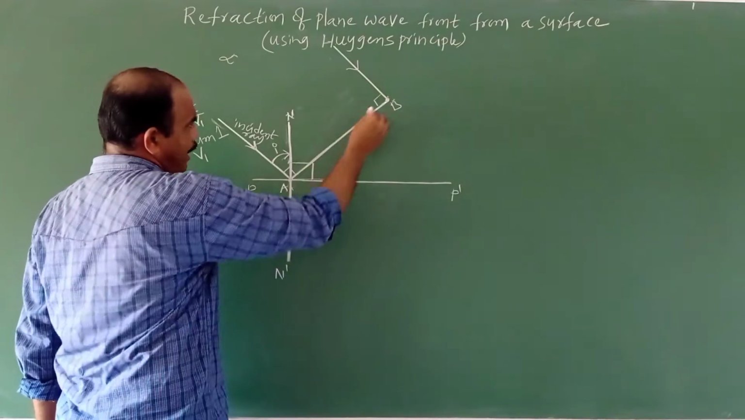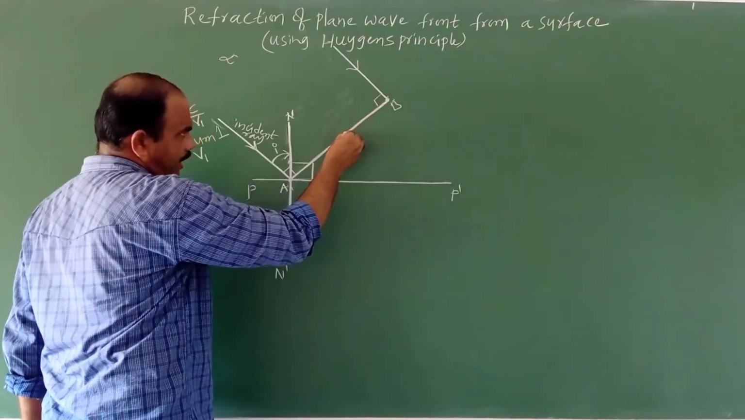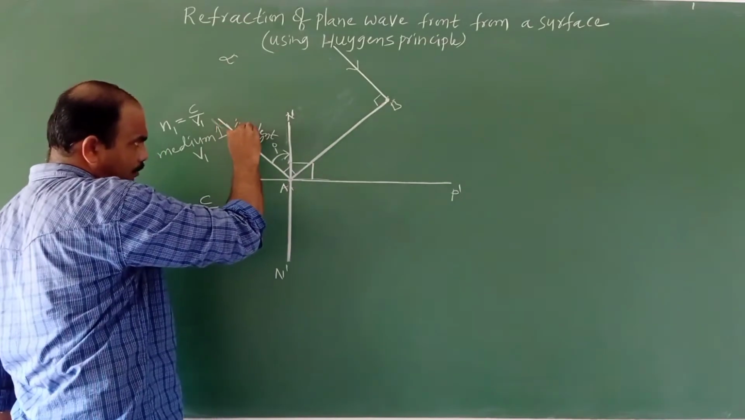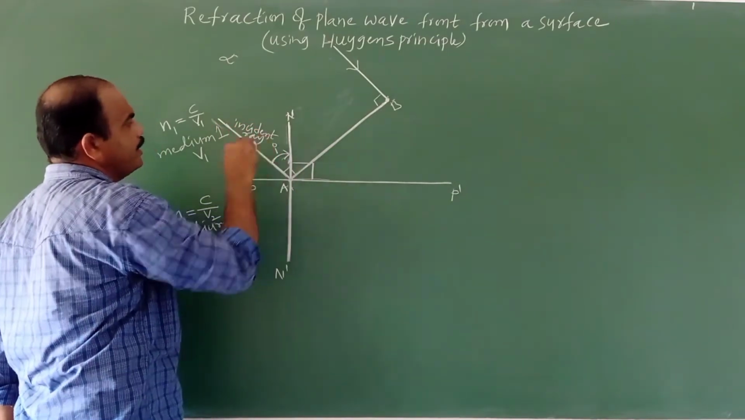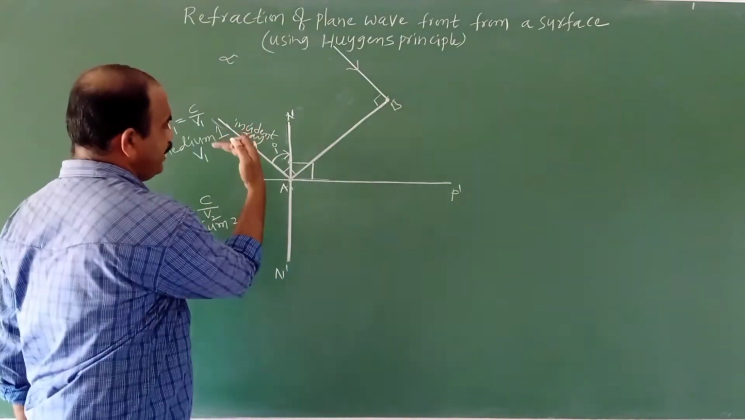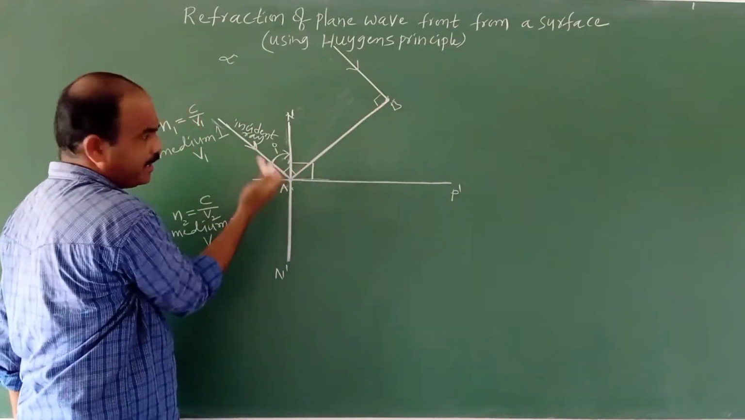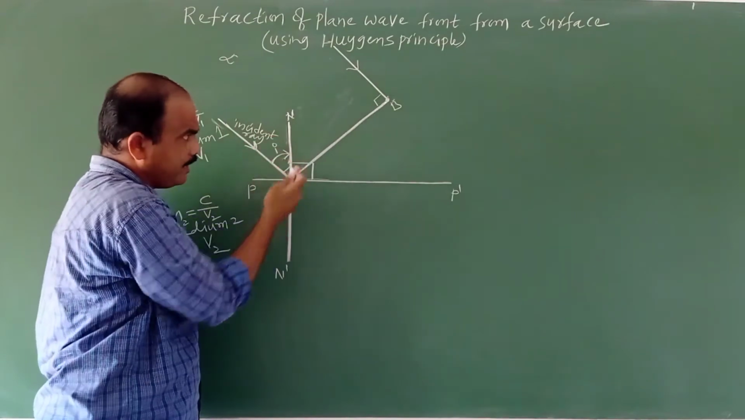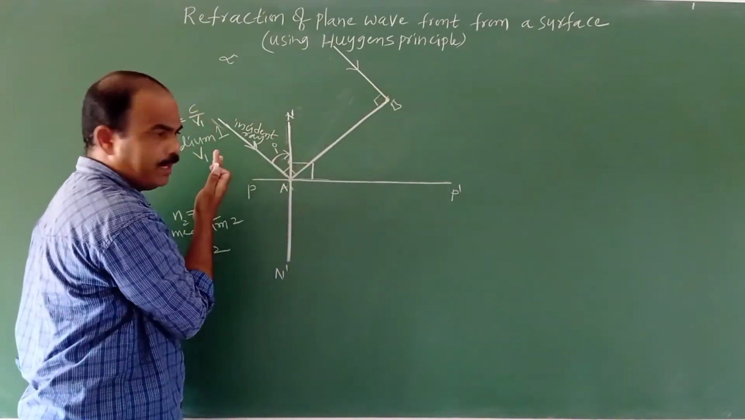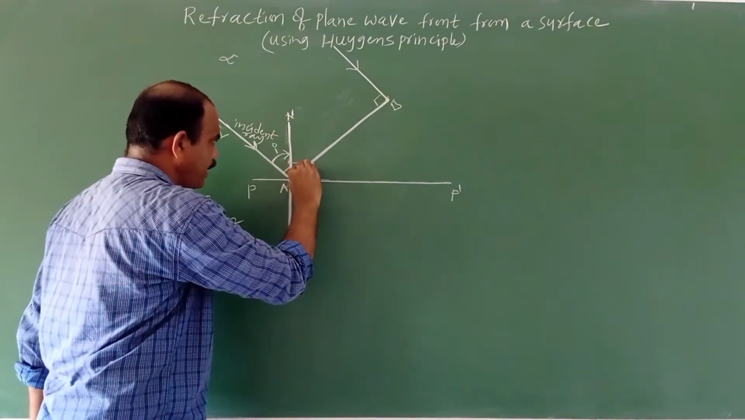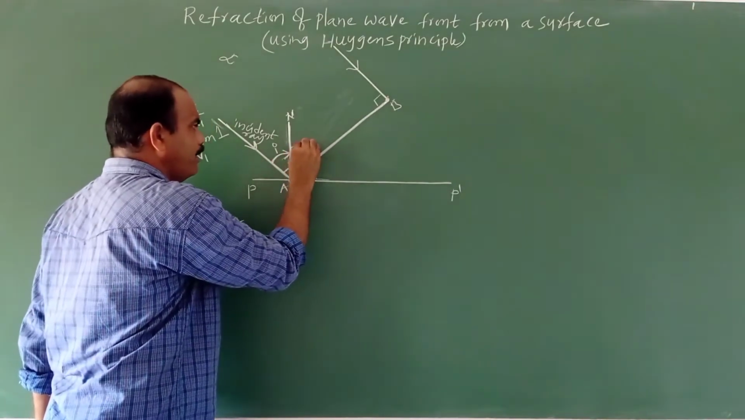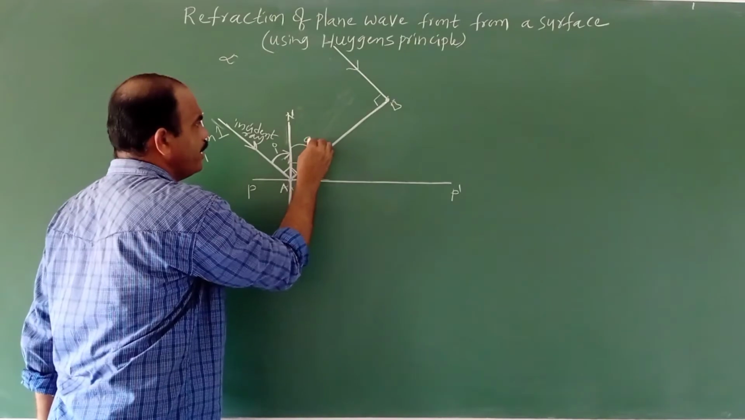As well as that, this is the plane wavefront, and this plane wavefront is also normal to the incident ray, because the direction of propagation of energy is always perpendicular to the plane wavefront. So this is also 90 degrees. When this is the angle I, then what about this angle? This is 90 minus I.